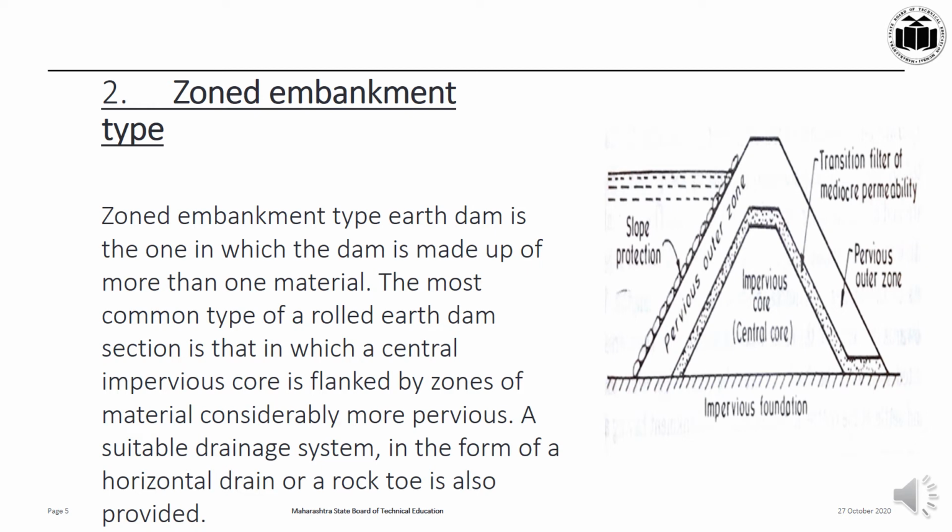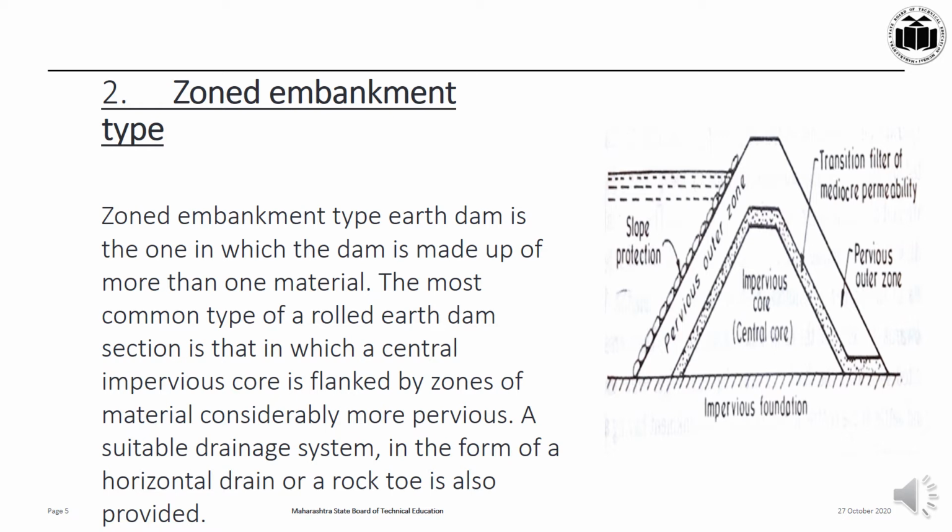Now, the zoned embankment type. Zoned embankments are usually provided with a central impervious core covered with a comparatively pervious transition zone, which is finally surrounded by a much more pervious outer zone. The central core checks the seepage. The transition zone prevents piping through the cracks which may develop in the core. The outer zone gives stability to the central impervious core and also distributes the load over a large area of the foundation.